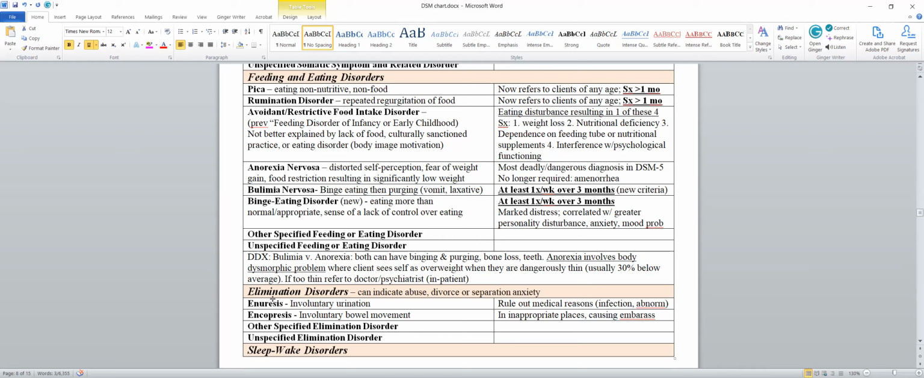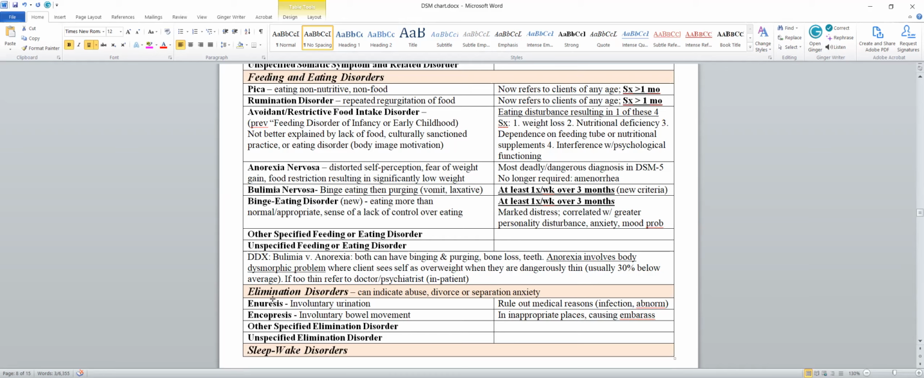Now refers to clients of any age, and symptoms must last for at least 1 month. Rumination disorder is repeated regurgitation of food, now refers to clients of any age. Symptoms must last for at least 1 month.